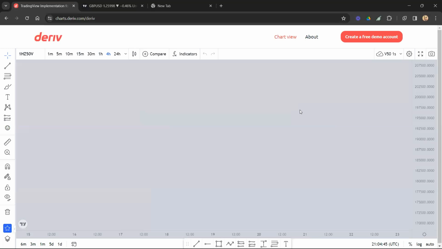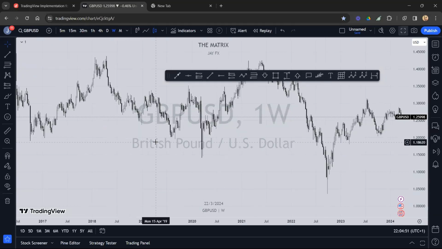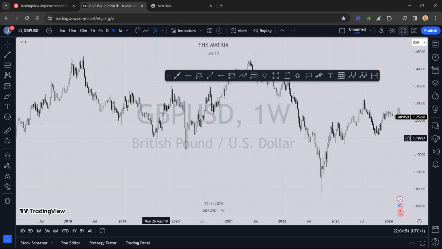Let's start. All right, so guys, welcome to the inside of my screen. Today we'll be talking about key levels. Key levels. So, what are key levels?